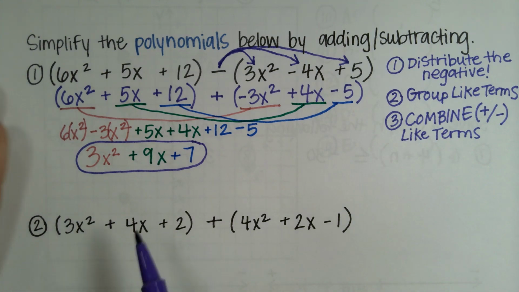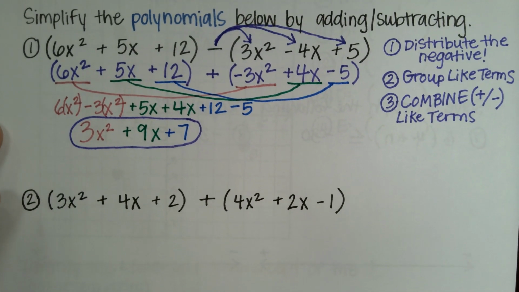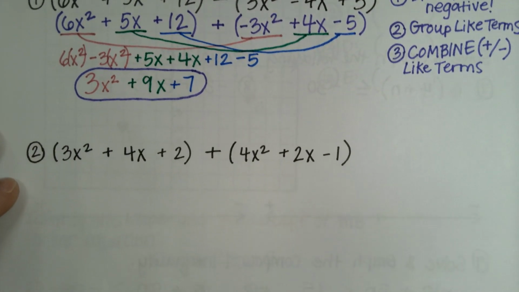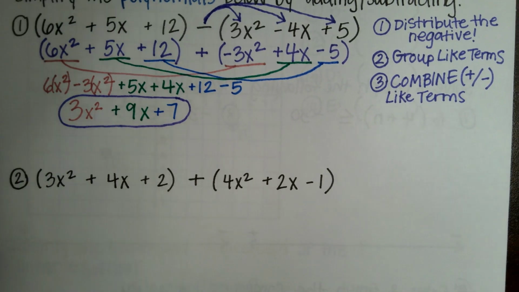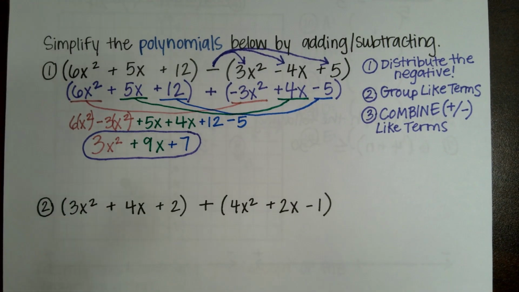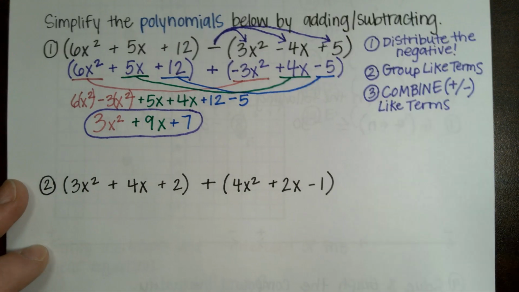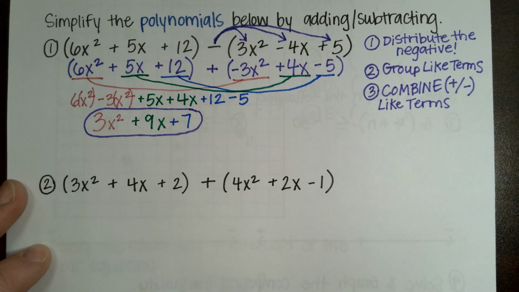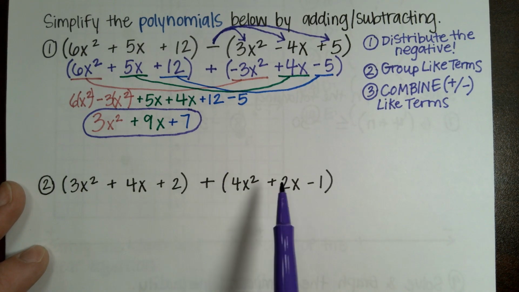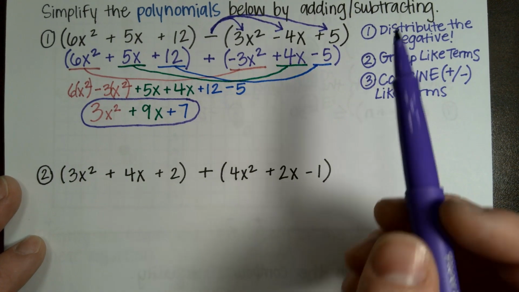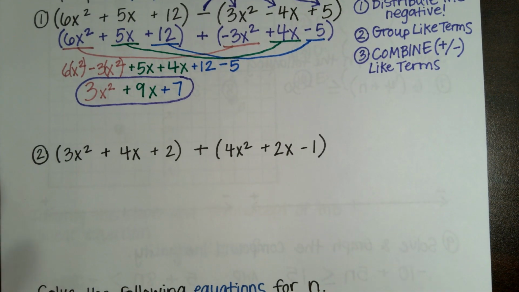Okay, let's look at number 2. We are doing the same thing. We are adding polynomials, but this one's different than the first one. What's different about it? Yeah, it's already addition. So do we need to do step 1, distribute the negative? No. No, we don't. There's no negative here or minus sign. There's nothing to distribute. So we can go ahead to step 2 and group our like terms.